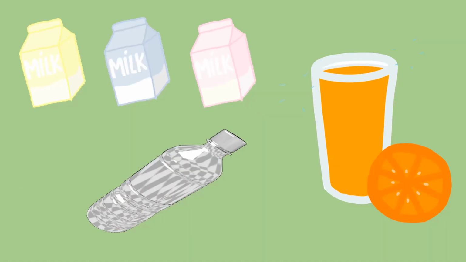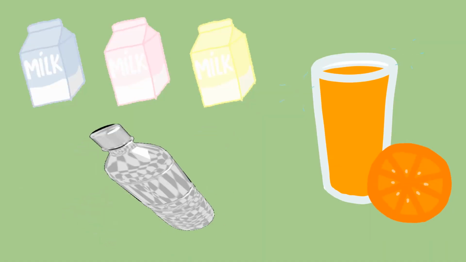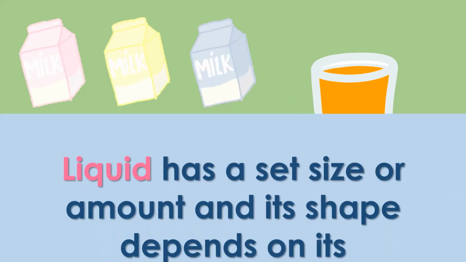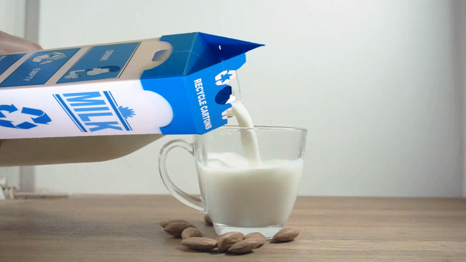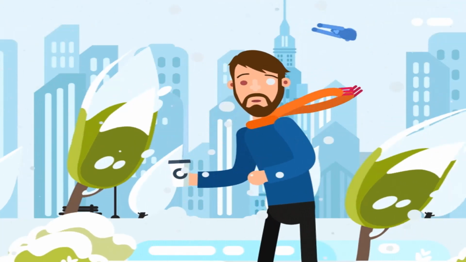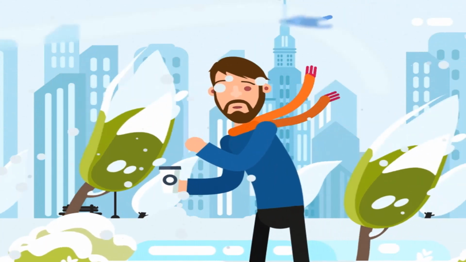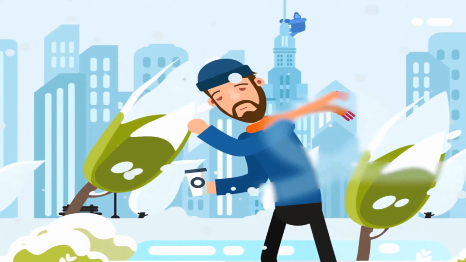Liquids are runny. Milk, orange juice, and water are examples of liquids. In the liquid state, matter has a set size or amount. However, its shape depends on its container. For example, milk changes shape when a person pours it from a carton into a glass, but the amount of milk stays the same. Often, gases are not easy to see because they are transparent. Gases in the air are all around us, but we cannot see them. Air is a mixture of gases.